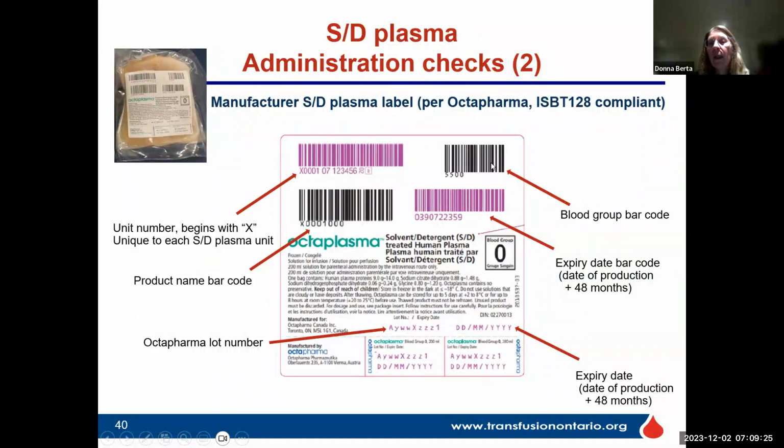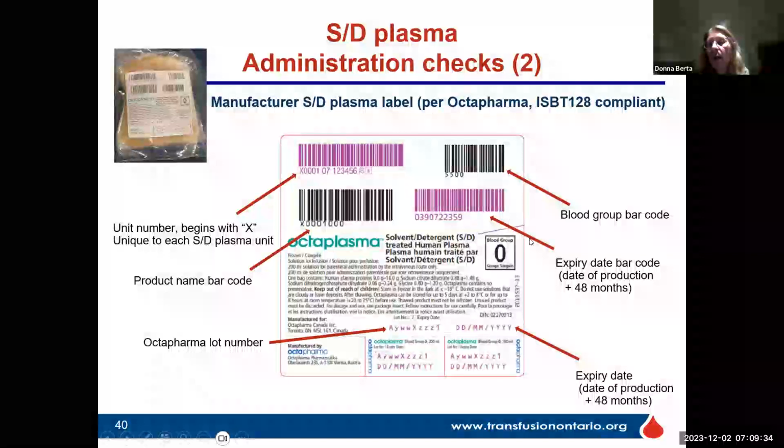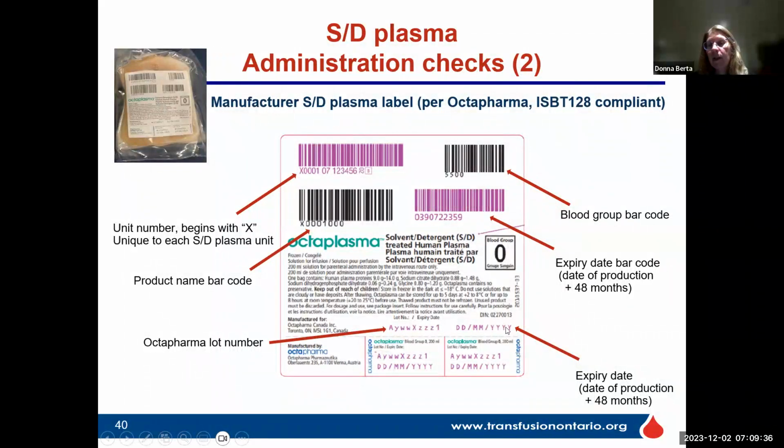There's a blood group barcode that's here, and it's also written. This is a blood group O unit. And then there's a barcode for the expiry date, and the expiry date is also written here as well. And so the expiry date is the date of production plus the 48 months that it can be stored frozen.